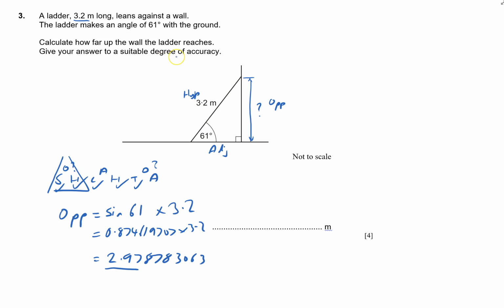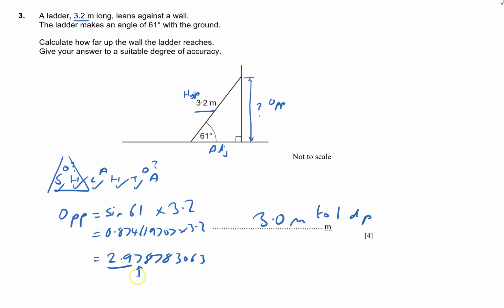It says to a suitable degree of accuracy, and so what I would do there, the hypotenuse is given to one decimal place, so I would do the same here. So I'll do one decimal place. The next number is a 5 or bigger, so I need to round it up from 2.9 to 3.0, and it's got the meters there already. And I'll say to what degree of accuracy I've given it, to one decimal place.